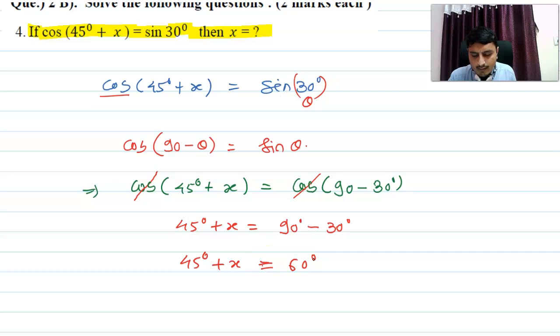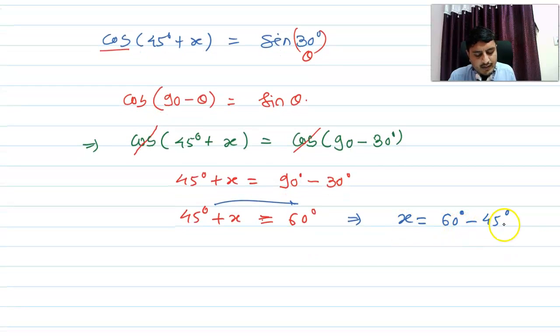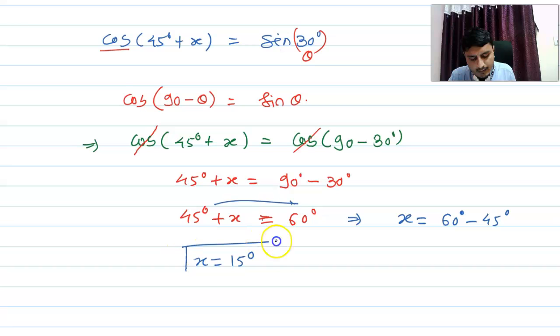Now to evaluate the value of x, try to shift 45 degree from LHS to RHS. Positive 45 degree becomes negative 45 degree. So we are getting the value of x as 60 degree minus 45 degree. We are having x equal to 15 degree. Hence the value of x is 15 degree.